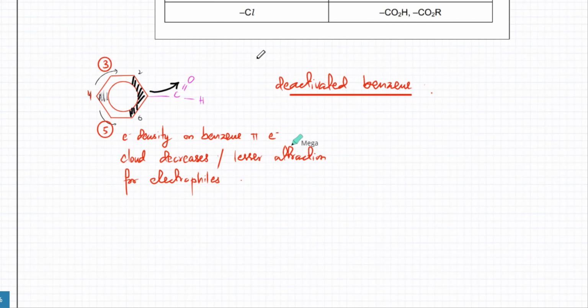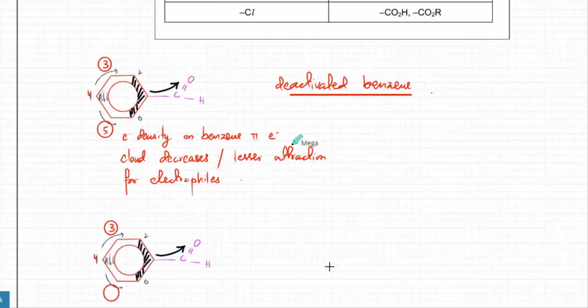So the conditions, you don't have to remember the conditions. You don't have to remember any details about any of this, but they might give you a question and they might ask you to write or predict what the product is going to be. So why is this a deactivated benzene?